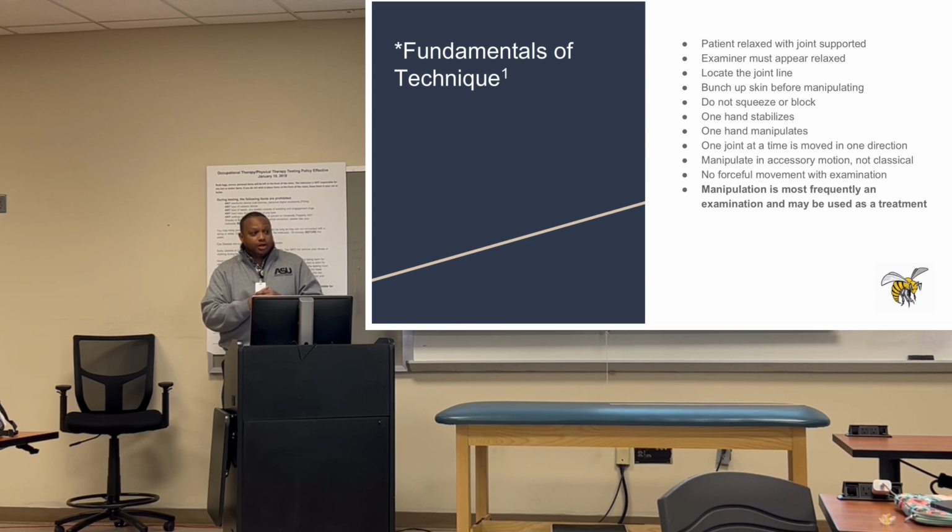Because it can restrict the joint mobility, okay? You don't want to squeeze or block the joint line. So you want to leave your joint line pretty free. Don't block the joint line. Typically, one hand is going to stabilize and one hand is going to manipulate. One joint at a time is moved in one direction. So one osseous structure is stabilized while the other osseous structure is mobilized.